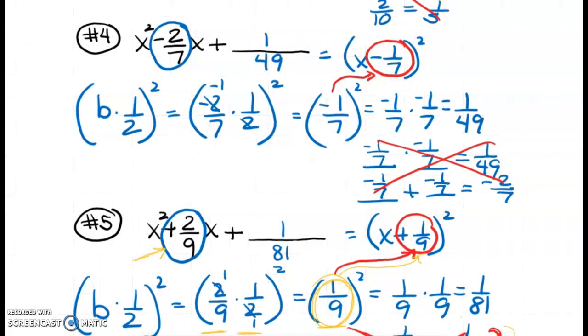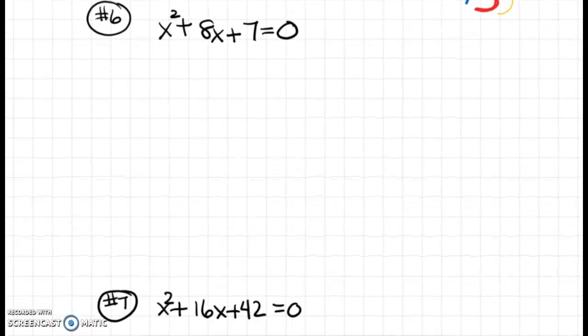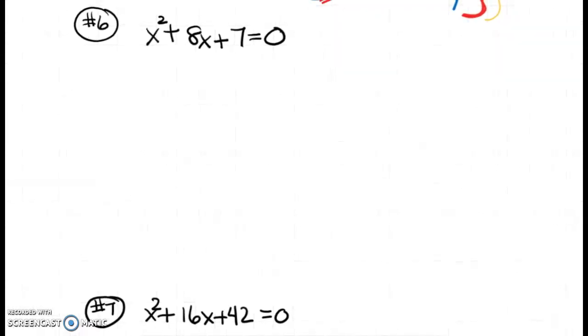So in the previous example here, the number before we square it was a -1/7. So this became a -1/7 in the factor. And that is always true. So we're going to use that to our advantage to not have to actually think about our factoring.